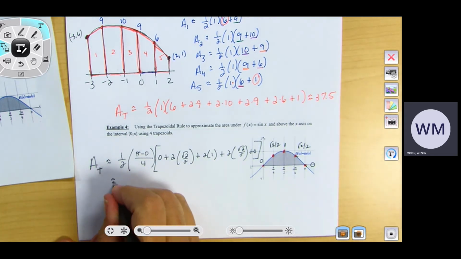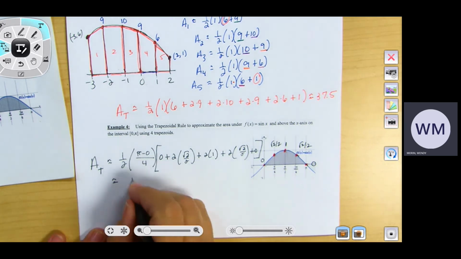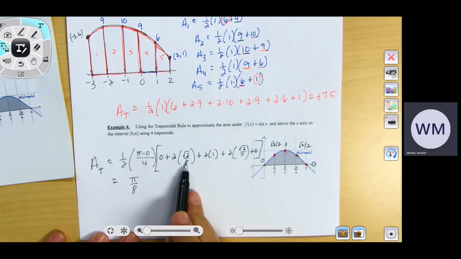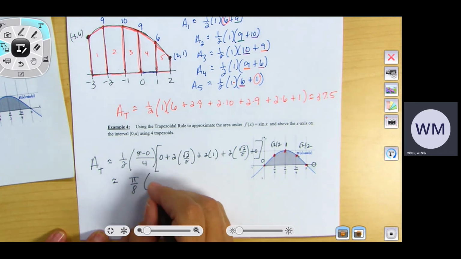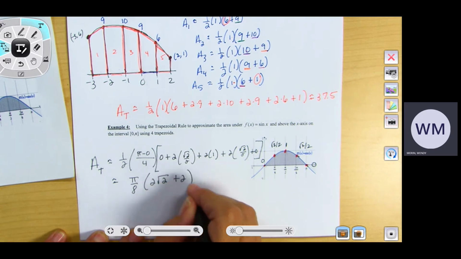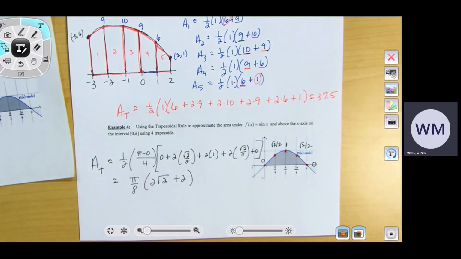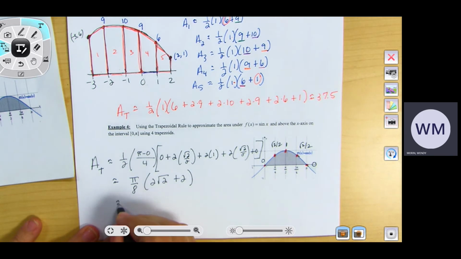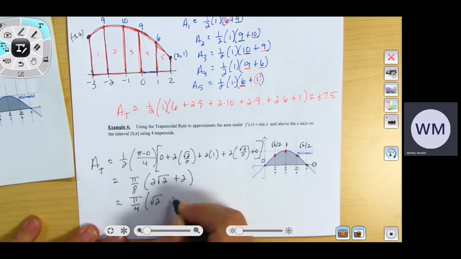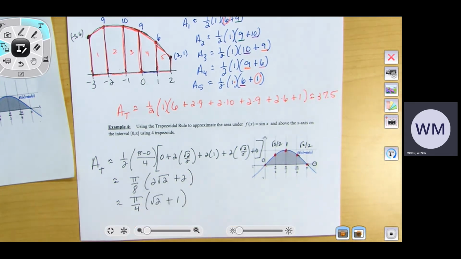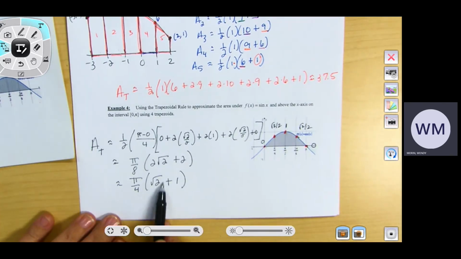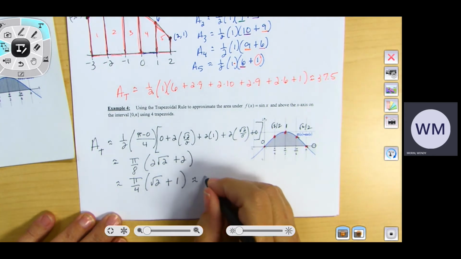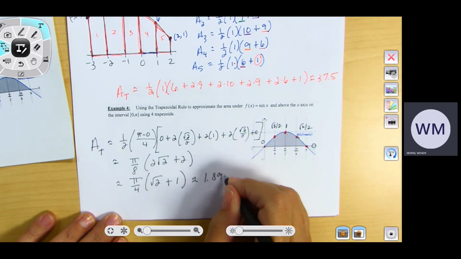So that is approximately equal to, let's see, that's pi over 8. And this is square root of 2, square root of 2, plus 2, 2 square roots of 2, plus 2. If you wanted to factor out the 2, that's 2 pi over 8, which is pi over 4. That's an exact answer. Type this into your calculator, and the decimal will be 1.89611.